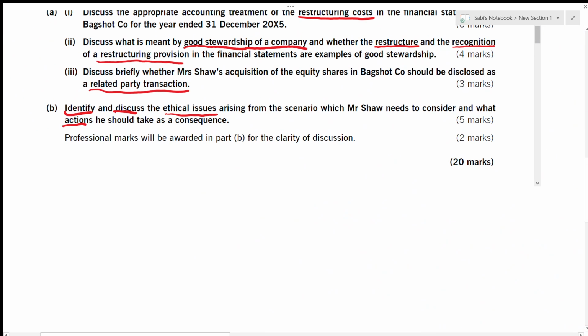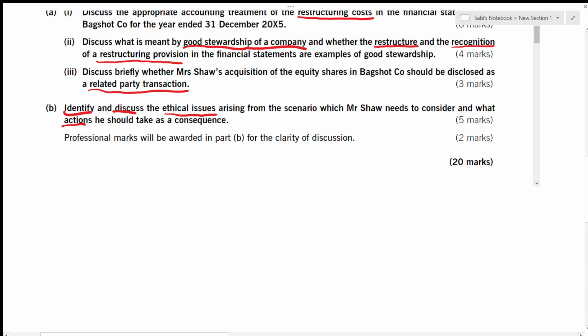Now let's go to the ethics question. Ethics question, right? Just go through all the ethics questions from all the past papers and see the nature of it, how an ethics question is written. You will get an idea. You will get a glimpse of it. So identify and discuss the ethical issues arising from the scenario which Mr. Shaw needs to consider and what actions he should take as a consequence, right?